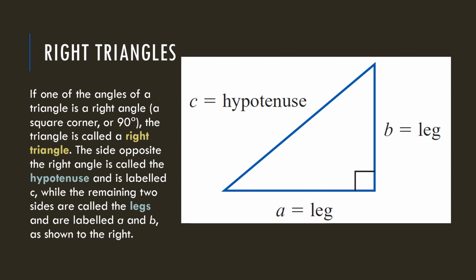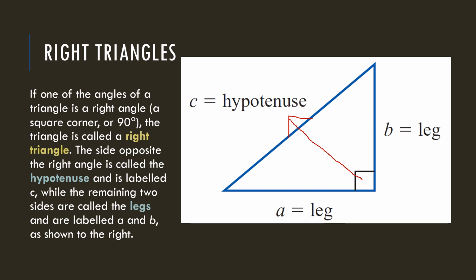I've already mentioned this, but I wanted to talk a little bit more in depth about right triangles. If one of the angles of a triangle is a 90-degree angle, which is also called a right angle or a square corner, this triangle is a right triangle. There are special names for these sides here. The longest side of the triangle is called the hypotenuse. The hypotenuse is always really easy to find because it's directly across from the right angle. So that side is called the hypotenuse. The other two sides are called legs.